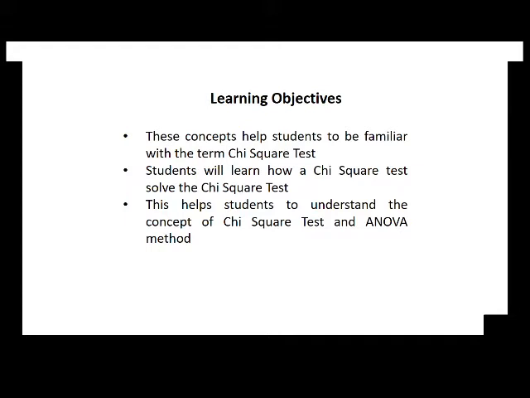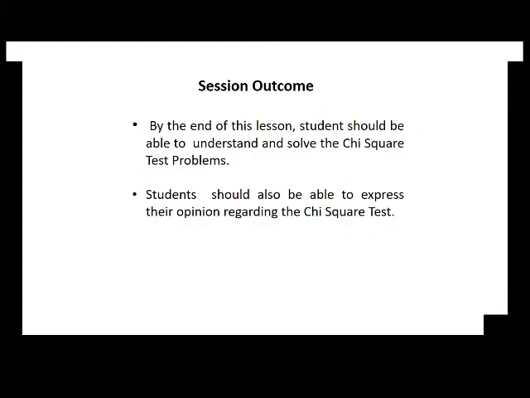Students will learn how to solve the Chi-square test. This helps the students to understand the concept of Chi-square test and ANOVA method. By the end of this session, the students should be able to understand and solve the Chi-square test problem. Students should also be able to express their opinion regarding the Chi-square test.